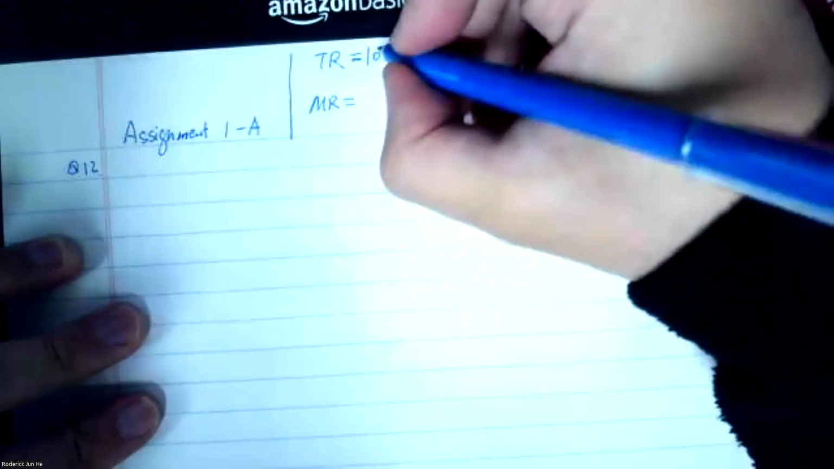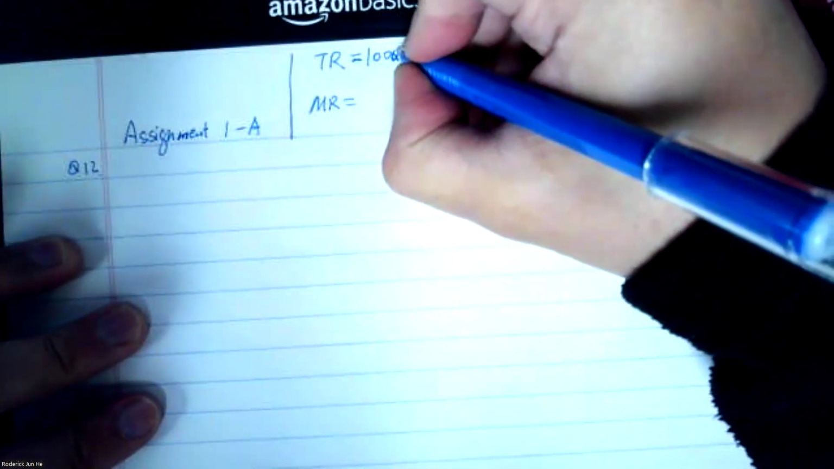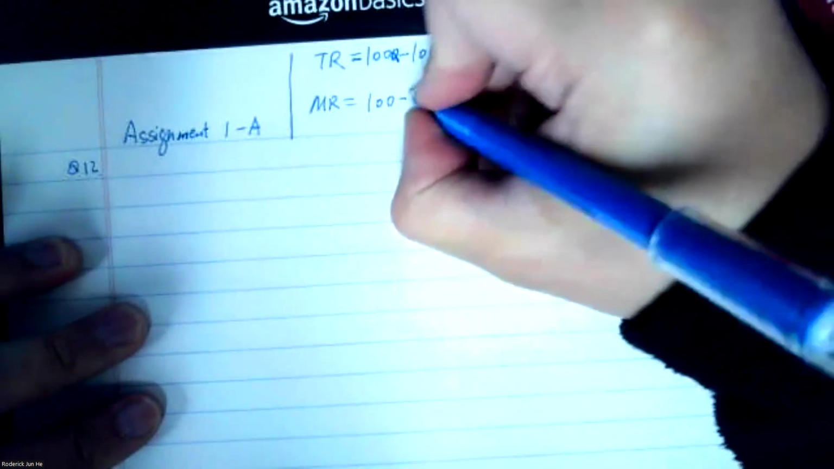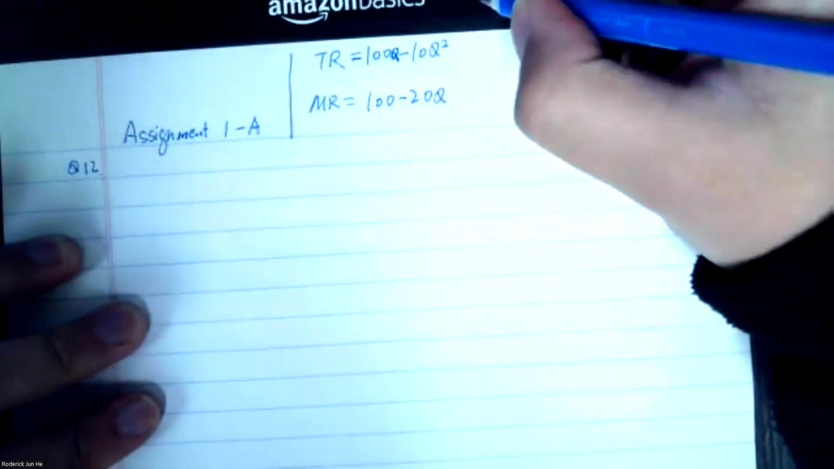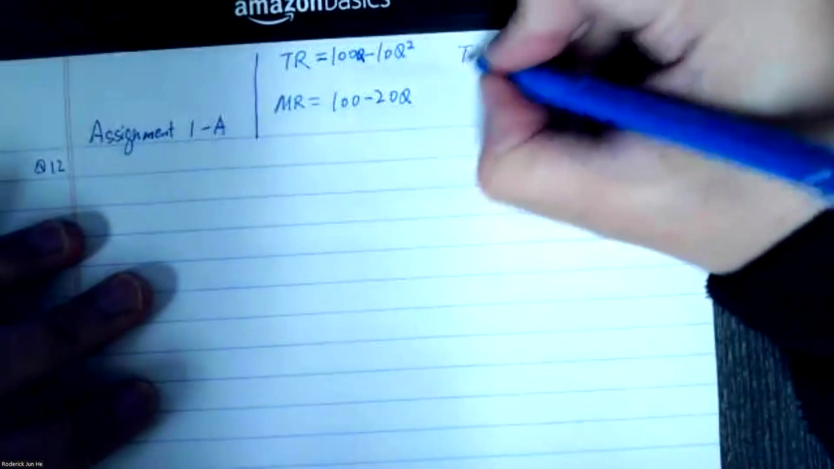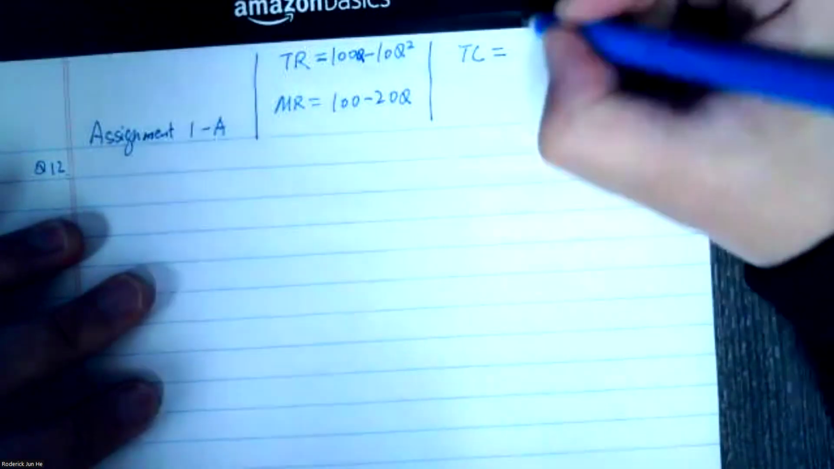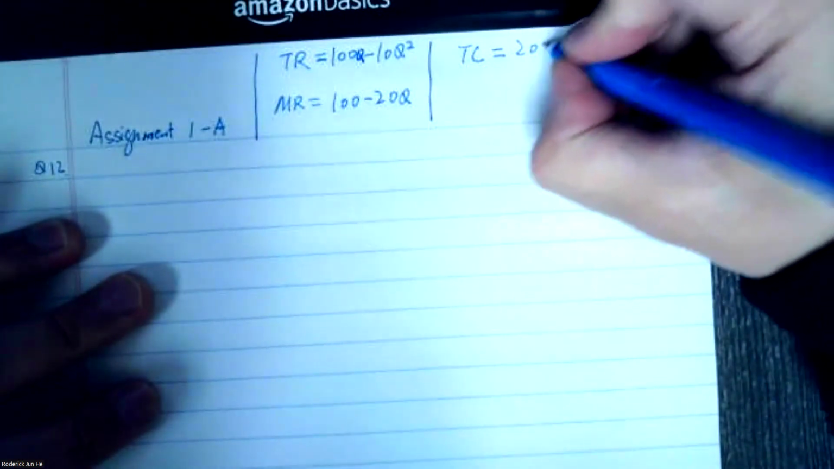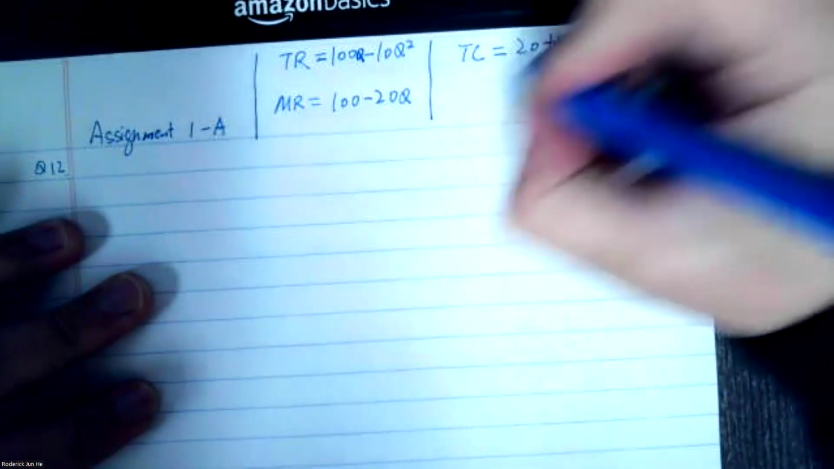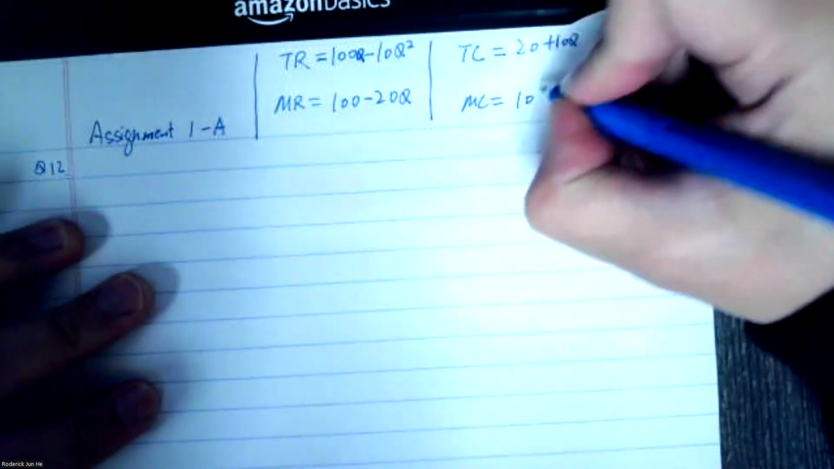Marginal revenue is 100Q, I'm sorry, total revenue is 100Q minus 10Q squared. Marginal revenue is 100 minus 20Q. Okay, total cost is 20 plus 10Q, and marginal cost is 10.